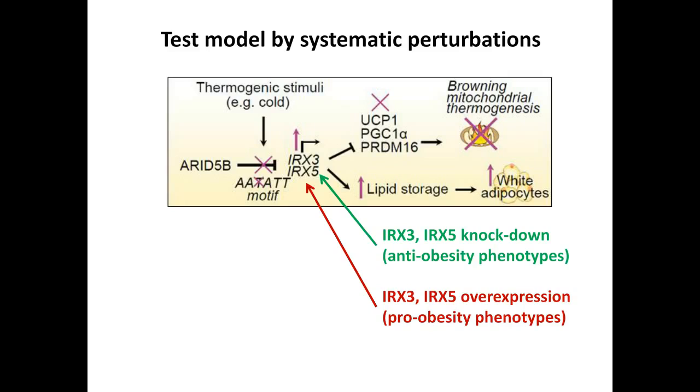And we carried out a series of experiments that I'll go through briefly to actually validate that model, including knockdown of IRX3 and IRX5, which according to our model should lead to anti-obesity phenotypes, overexpression of IRX3 and IRX5, which should lead to pro-obesity phenotypes, as well as perturbations of the regulatory motif itself and of the upstream regulator.